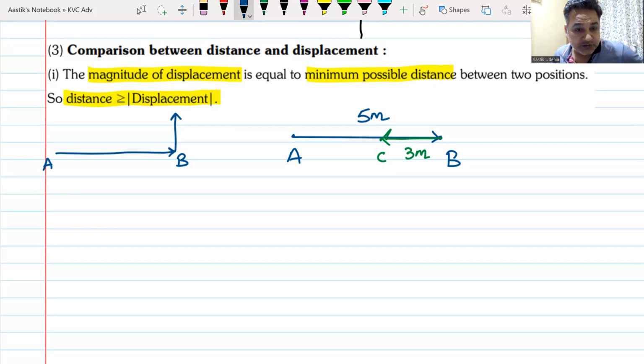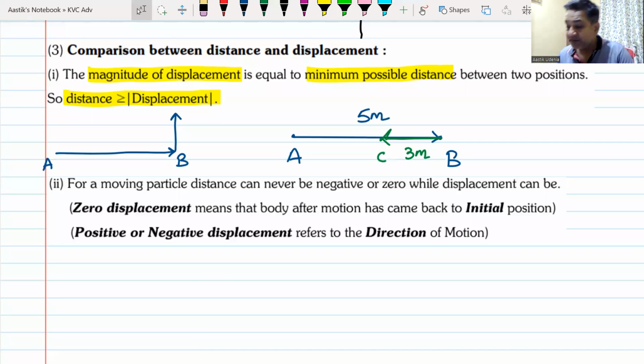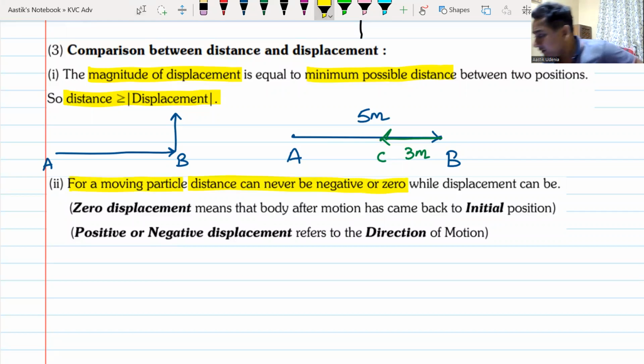Then we move on to the next point, and the next point is very simple. For a moving particle, distance can never be 0 or negative. Yes or no? Because it is the length of the path. Length of the path cannot be negative. We understand this? Yes, sir. But we can have 0 displacement. When can we have 0 displacement? The particle is moving, but it can have 0 displacement. In what case it will have 0 displacement?